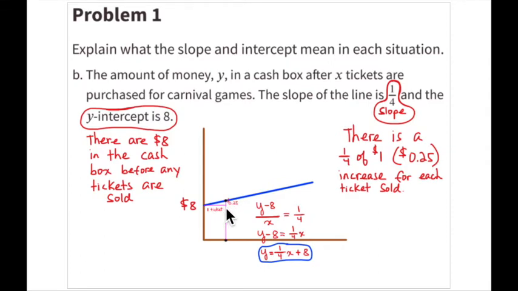So you go out one ticket, it increases 25 cents. Go out another ticket, it increases another 25 cents. Go out another ticket, it increases another 25 cents. And so finally, if you go out 4 tickets, that's an increase of 4 times 1/4, or 4 times 25 cents, which is $1. So you have to sell 4 tickets to get an increase here of $1.